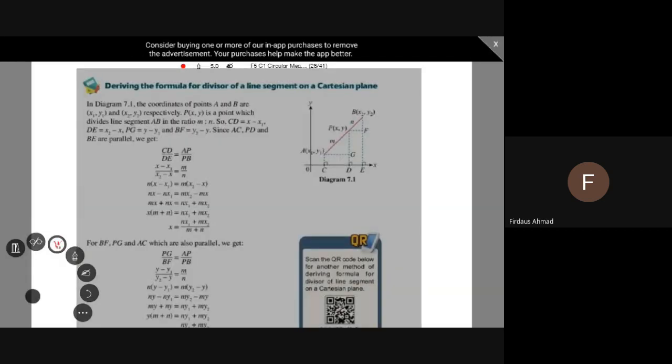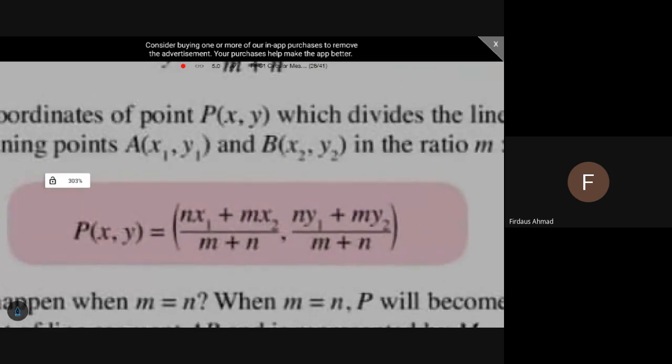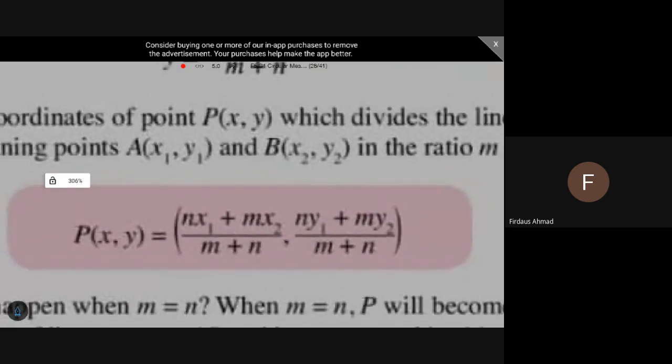Okay, this one. Guys, this formula, divisor of line segment, pembahagi tembereng garis. This formula actually they can ask you to prove. Mereka boleh tanya dalam soalan, buktikan formula ini. Pernah keluar dalam SPM tahun 2021. This question came out in SPM paper 1 2021. They ask you to prove this formula.